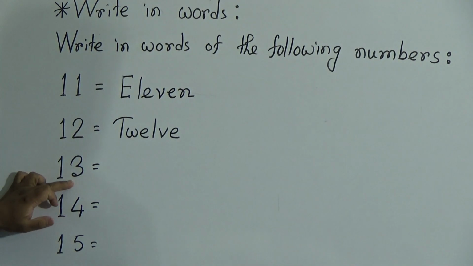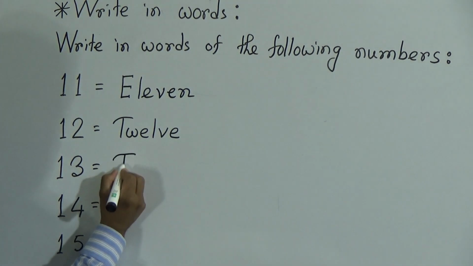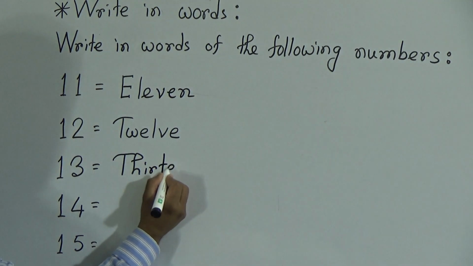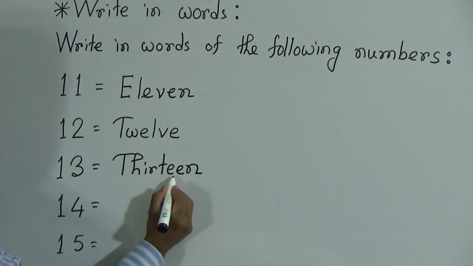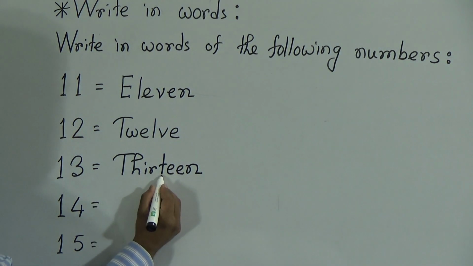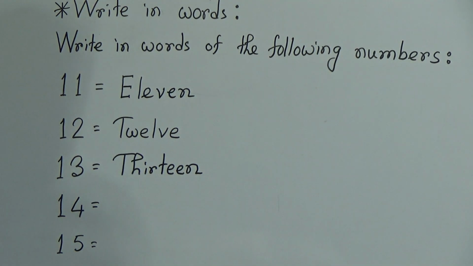Now the next number is 13. 1 and 3 make the number 13. When we write down 13 in words, we should write down the spelling of 13. The spelling of 13 is T-H-I-R-T-E-E-N, 13.